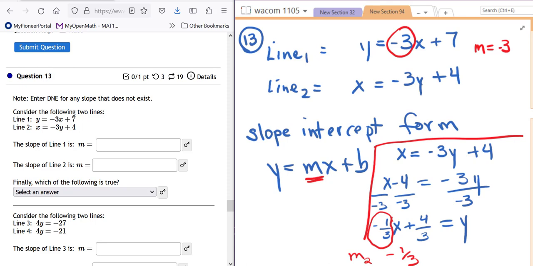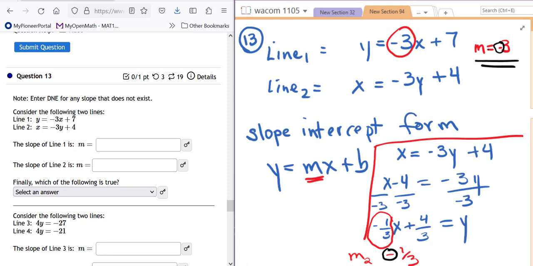Just making sure I did okay here. That was a positive x. Okay, it looks good. So our slopes, we had -3 for line 1. We have -1/3. These are reciprocals, but they have the same sign. They are not reciprocals with opposite signs. So they are not going to be perpendicular.